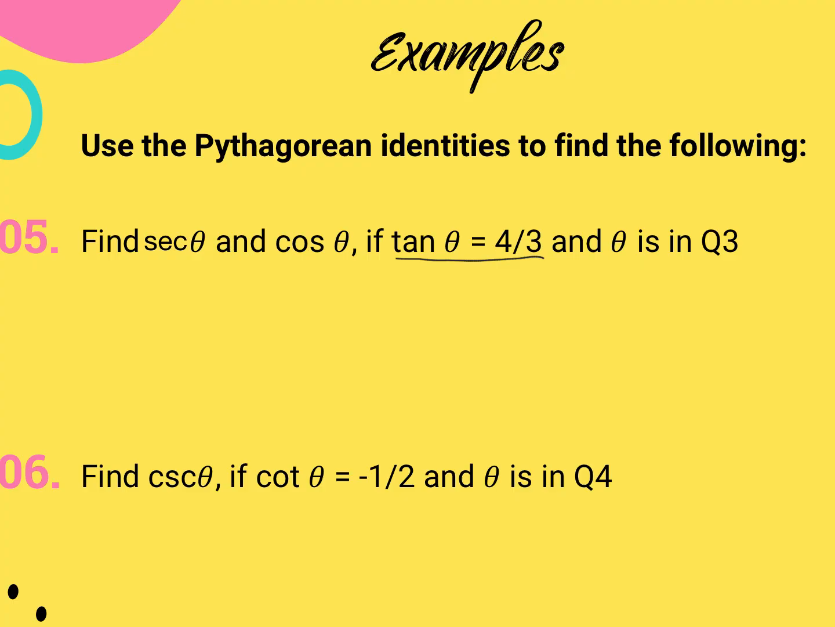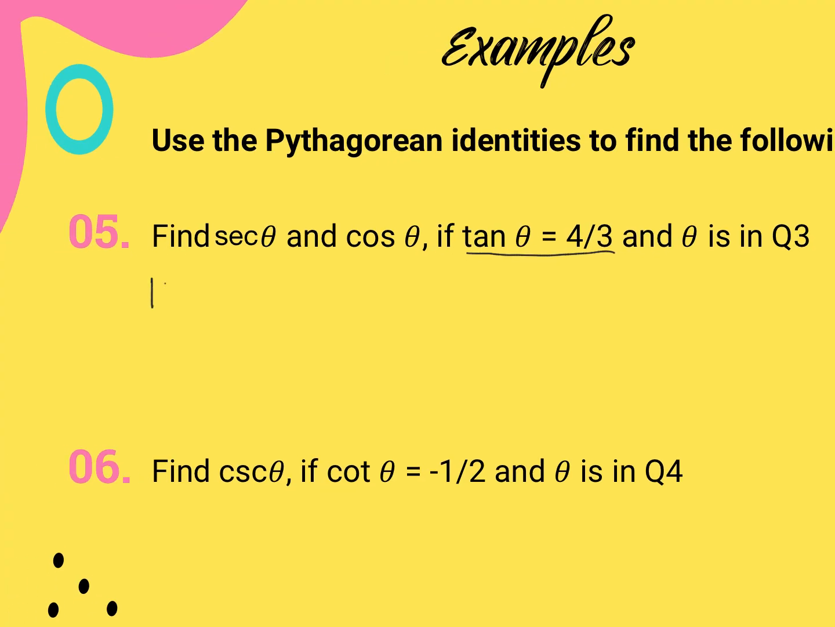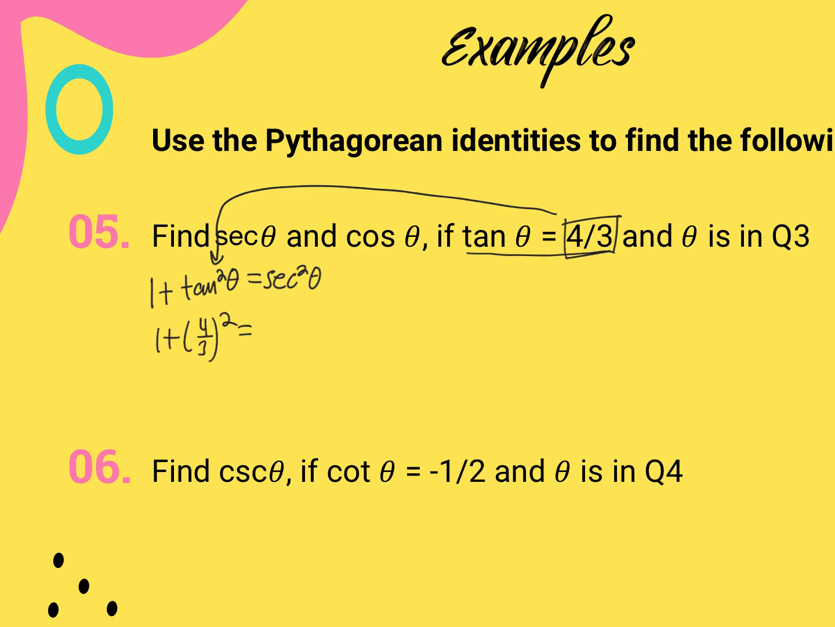We do have an identity. We have 1 plus tangent squared theta equals secant squared theta. So then what I'm going to do is take this value 4/3 and plug it in to that tangent right there. So this gives us 1 plus 4/3 squared equals secant squared theta. And then all I have to do is solve this for secant.